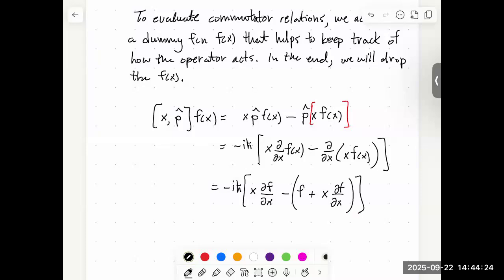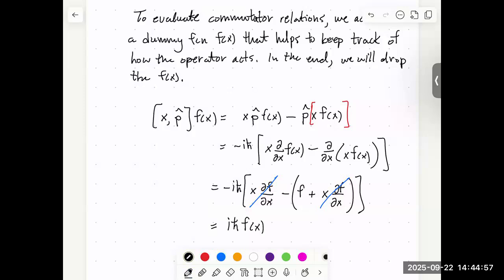Okay, but look, we have a minus sign out front here. So this x df dx is going to cancel with this x df dx. And if we didn't create our dummy function, it would be very hard to keep track of that cancellation. That's the utility of making up this f of x. Okay, so we do that cancellation, and what are we left with? Minus signs that cancel, we get i h bar times f.